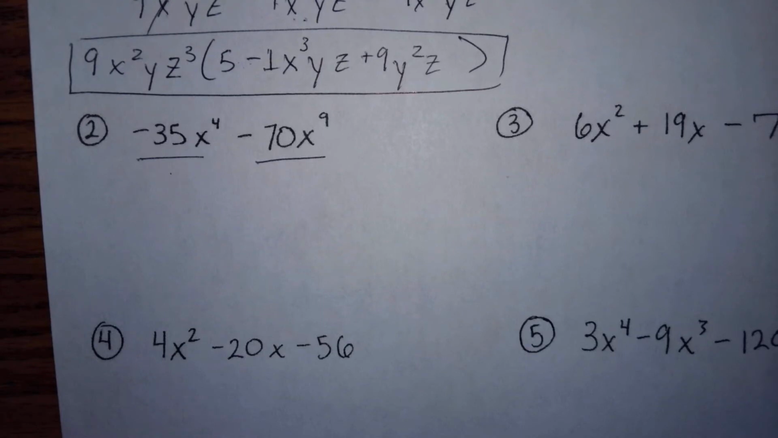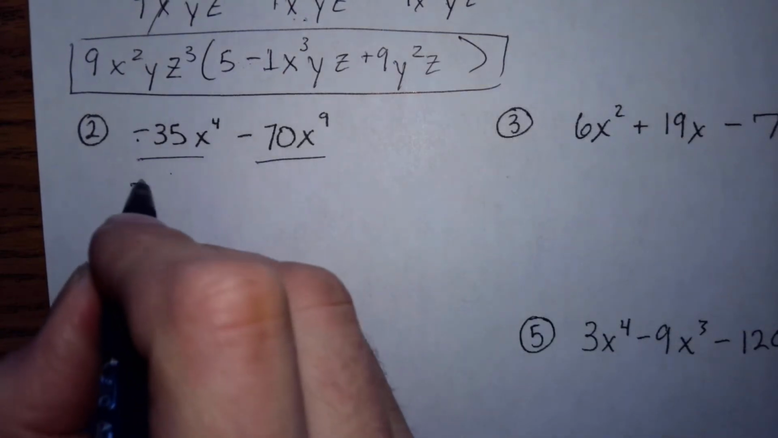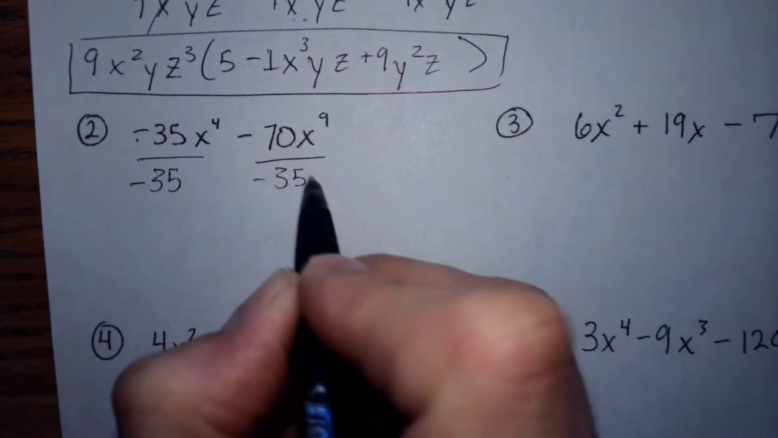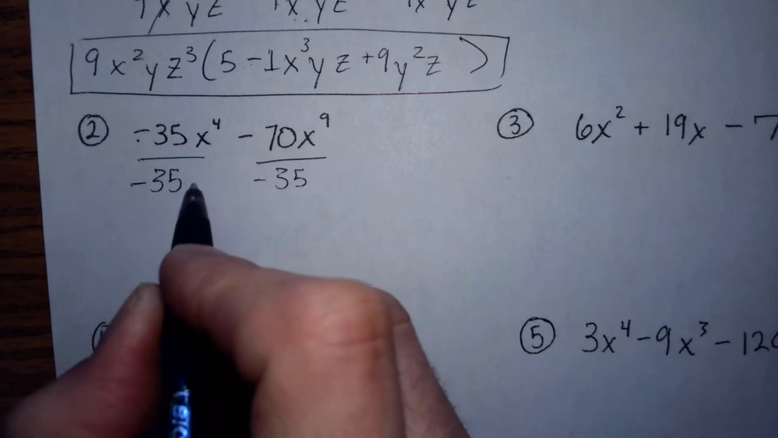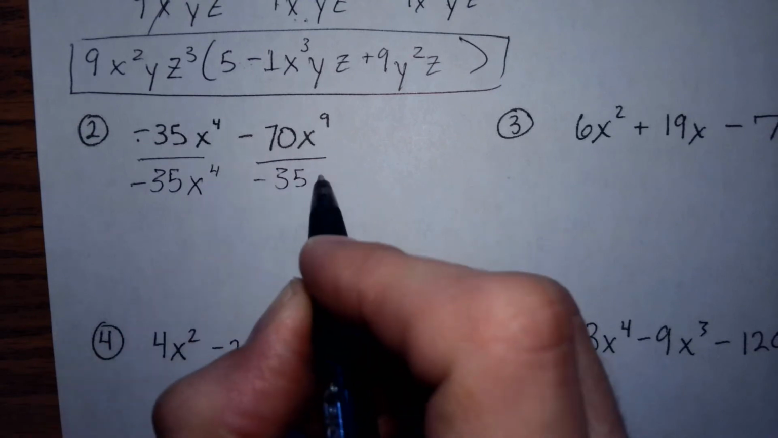But the rule that I keep in mind, which makes things easier later on, is whenever the first term is negative, you divide by a negative. So here, I can divide by negative 35. I have to do the same underneath each. And then the smallest exponent would be the 4. So I have x to the 4th here.